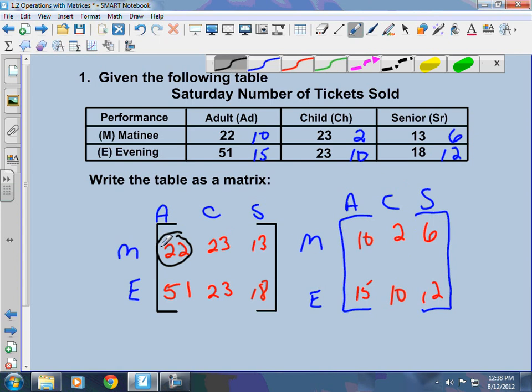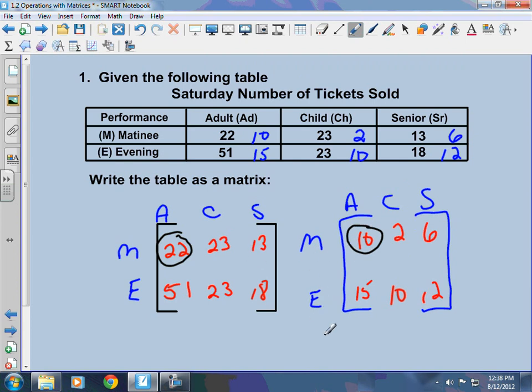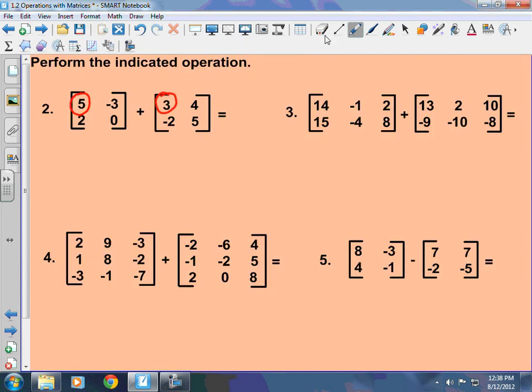So if I add adults from theater A, I have to add adults from theater B too. So this would give me a total of 32 adults that showed up at both theaters. Well, that holds true here. Now, you're saying, well, is this movie tickets in these matrices? I don't know. It could be any information. The important thing is entry 1 has to go with entry 1. So 5 plus 3 is 8.